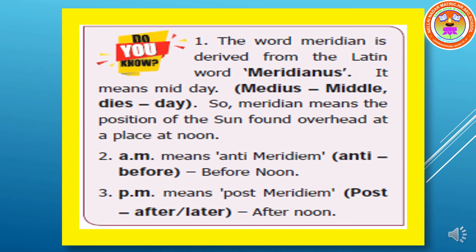Do you know, children? The word meridian is derived from the Latin word meridianus. It means midday. Medius means middle. Dies means day. So, meridian means the position of the sun found overhead at a place at noon. AM means ante-meridium. Ante means before noon. PM means post-meridium. Post means after or later, afternoon.